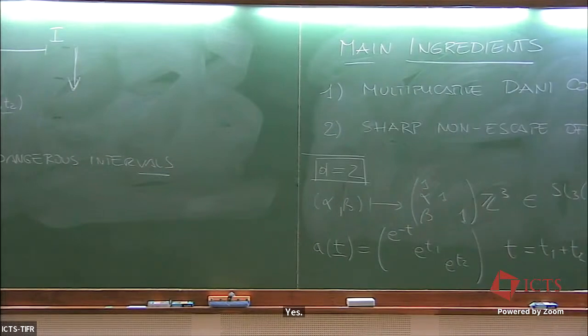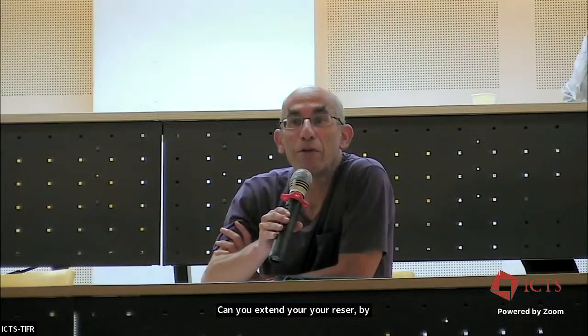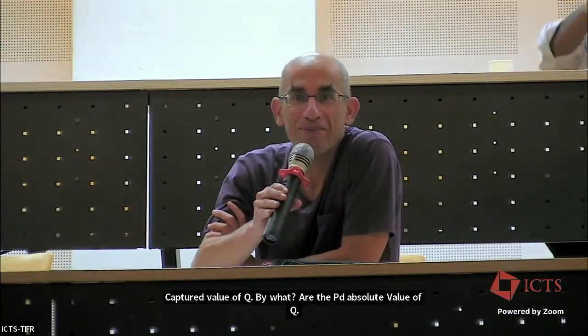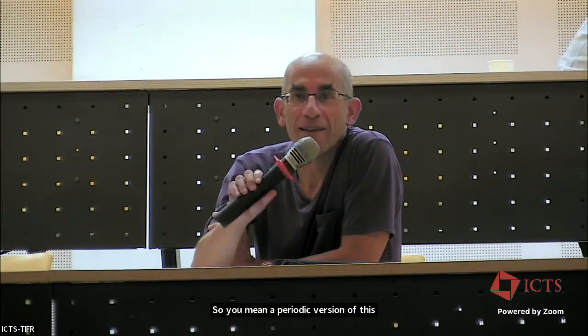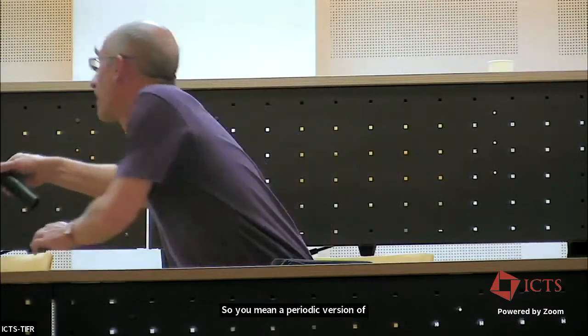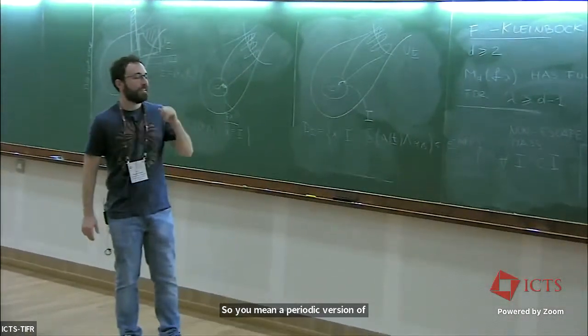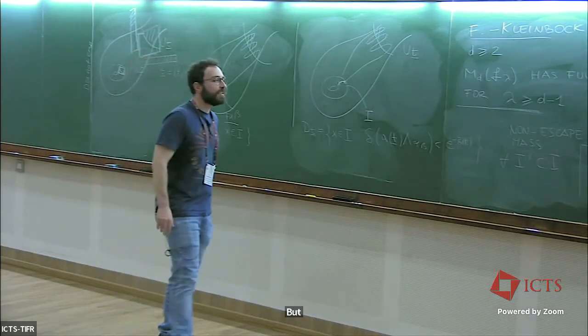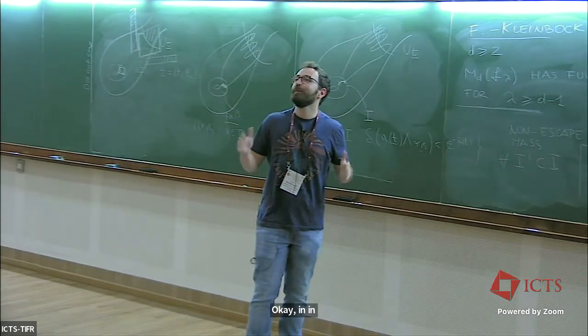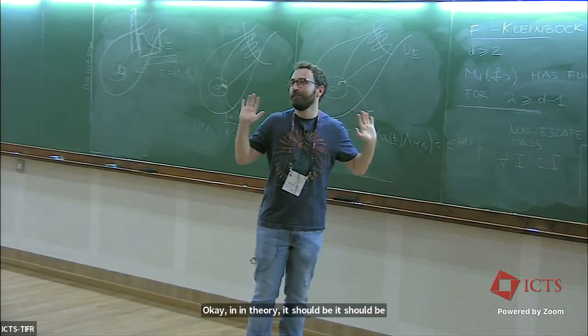Can you extend your result by multiplying also by the p-adic absolute value of Q? By what, sorry? The p-adic absolute value of Q. So you mean a p-adic version of this? Probably yes, but okay. In theory, it should be easier. So take this with a grain of salt.